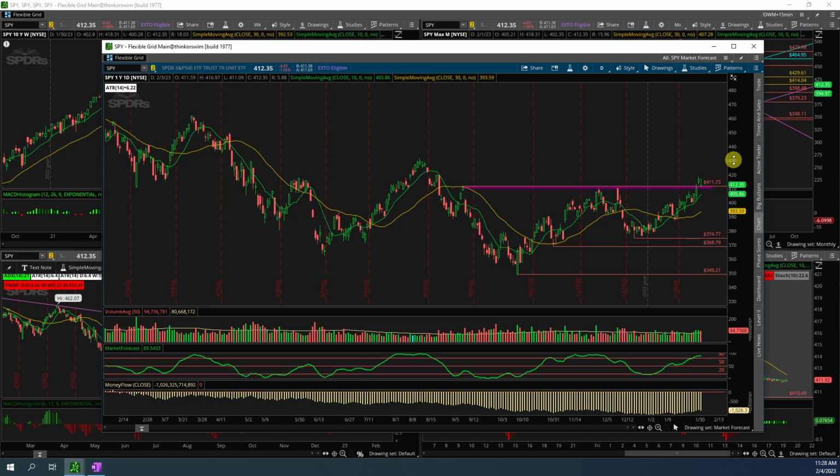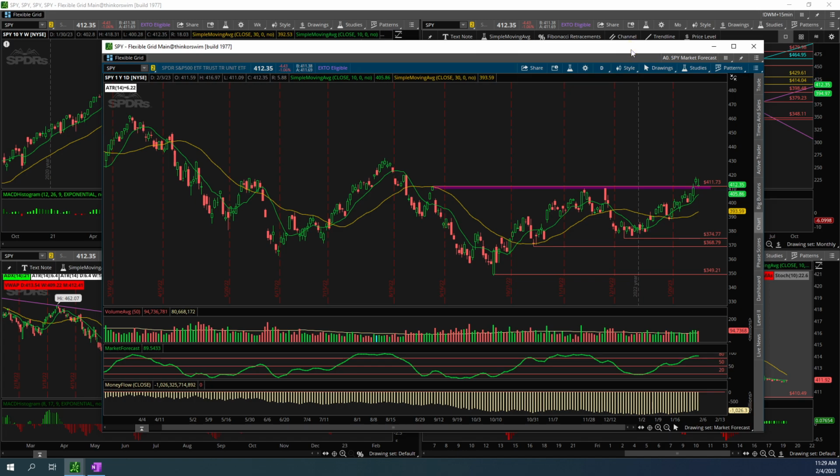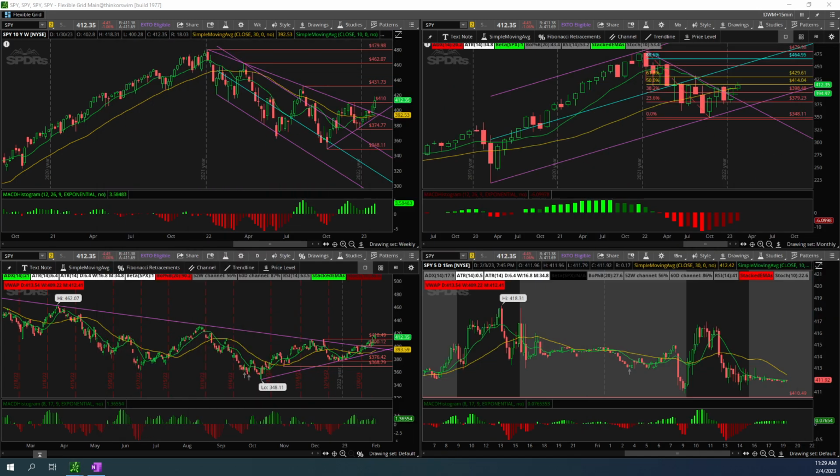make sure, if you have positions, to tighten your stops at this point, and if it goes below this green line, which is the 10 simple moving average, I would be quick to exit positions. Let's put it that way, if you're a short-term trader.